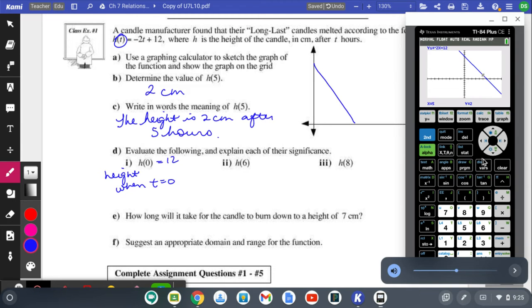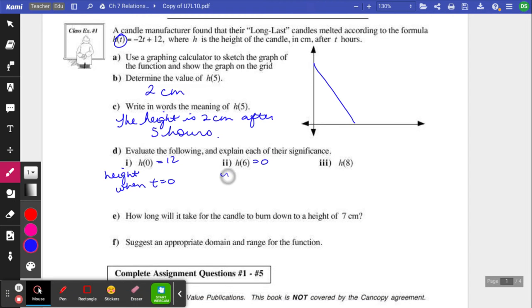What about h of 6? How do you find that? Trace 6, because that means time is 6, and hit enter. What do we get? 0. So what's the significance of that point? The candle has completely melted after 6 hours, or the height of the candle is 0 after 6 hours. Tell me about the candle and tell me about the time. So I'll just say melted completely after 6 hours.